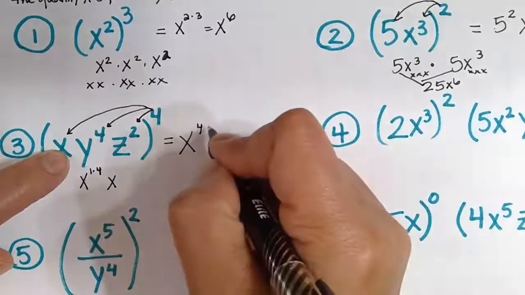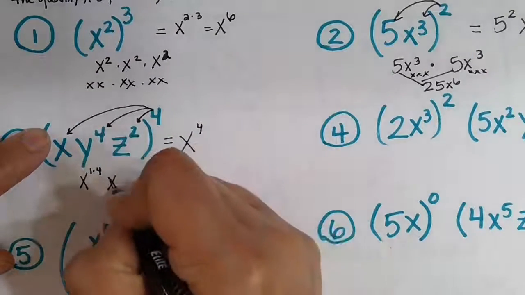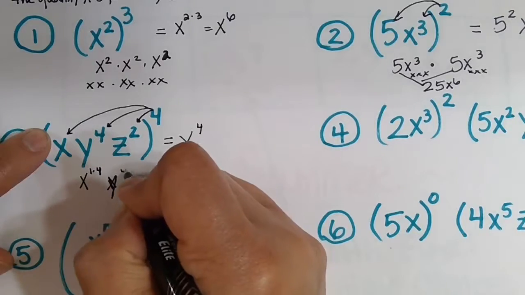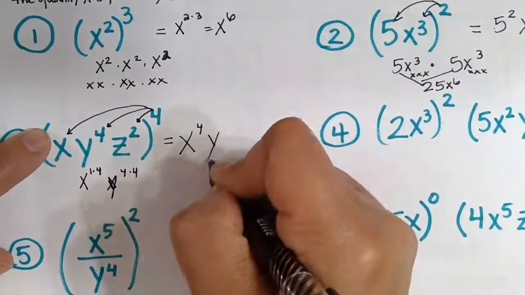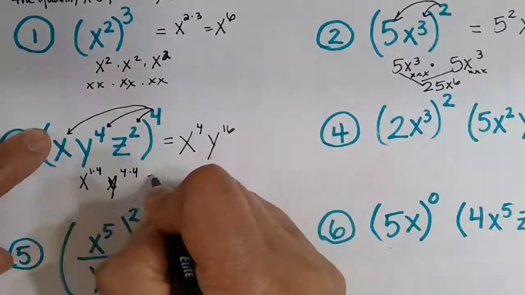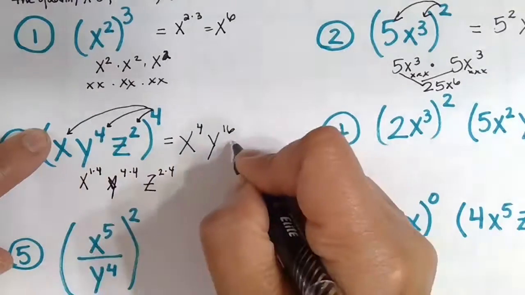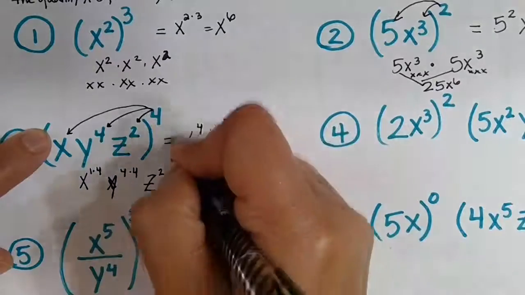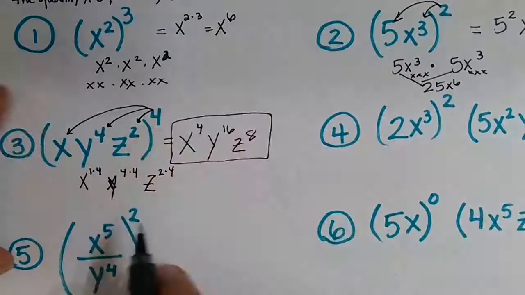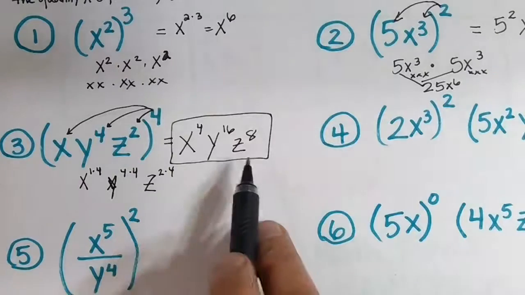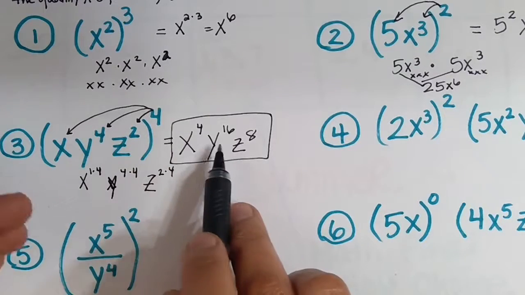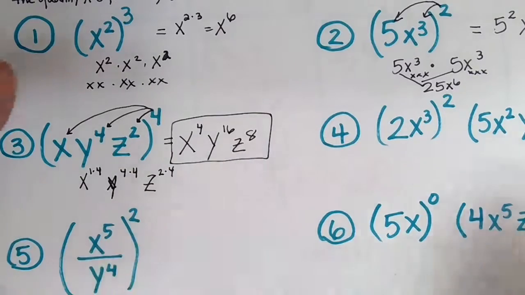Y, 4 times 4 is 16, y to the 16th. Z, 2 times 4 is 8. Again, I wrote this out. You should just go straight to the answer. X to the 4th, y to the 16th, z to the 8th.